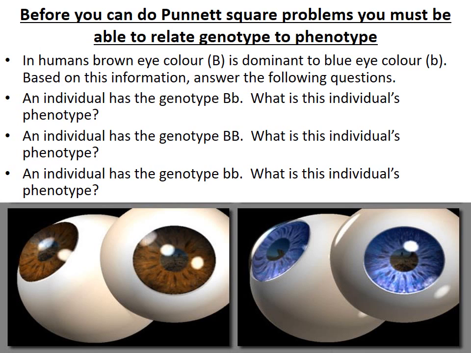So here we have the scenario, big B brown is dominant to little b blue. If you have big B, little b, what's the individual's phenotype? Well, you should know that it's brown because brown is dominant to blue. If you have big B, big B, same idea, because there's only brown alleles in there. And if you have little b, little b, well, that's the only way that the blue recessive trait can be shown, so it would be blue in that case since there's nothing masking it.